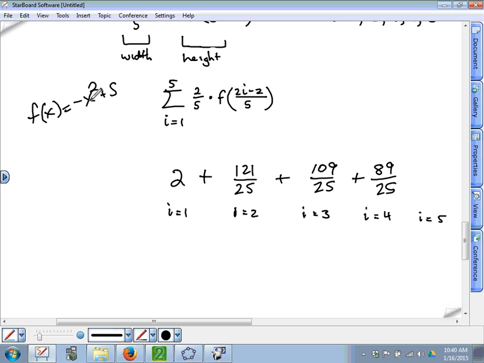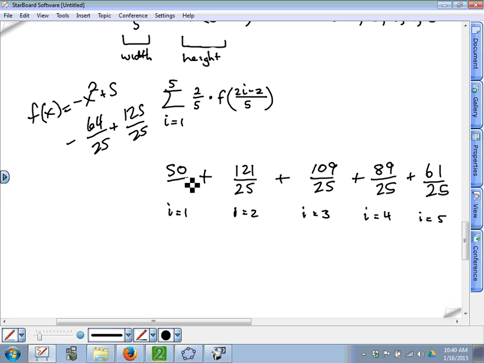The last thing we're plugging in is 8 fifths. 8 fifths squared is 64 25ths. Then we make it negative, and we add that to 125 25ths. So we get 61 25ths. And then you have to add that all to 50 25ths.